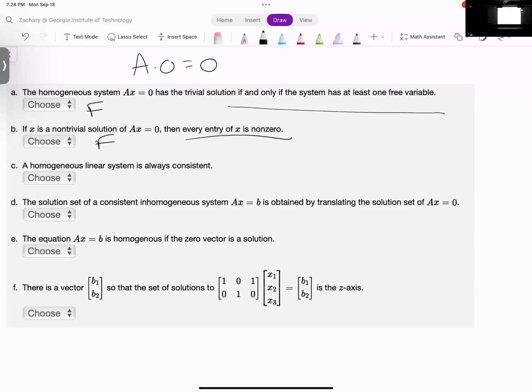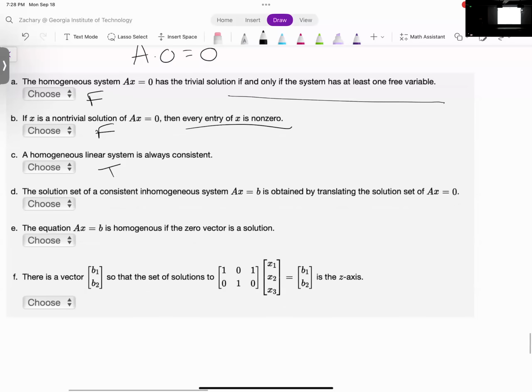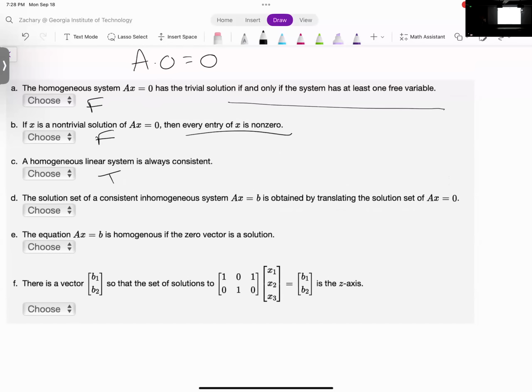C, a homogeneous linear system is always consistent. True or false? True. If my last column is all zeros, can it ever be inconsistent? No. So that one was true. D says the solution set of a consistent inhomogeneous system, AX equals B, is obtained by translating the solution set of AX equals 0. True or false? True. What is it translated by? The particular solution, VP. Okay, that is true.